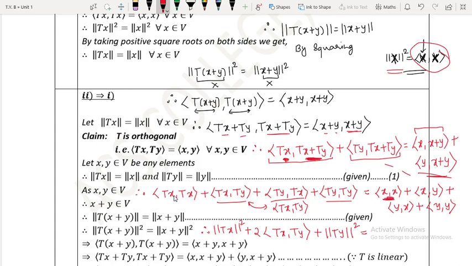Since this is the inner product of x with x, it is going to be norm of x squared plus, now same logic, this is the inner product of x with y, this is y with x, but y with x is the same as x with y, so it will be twice the inner product of x with y plus norm of y squared, right? So therefore in the next step what will happen?